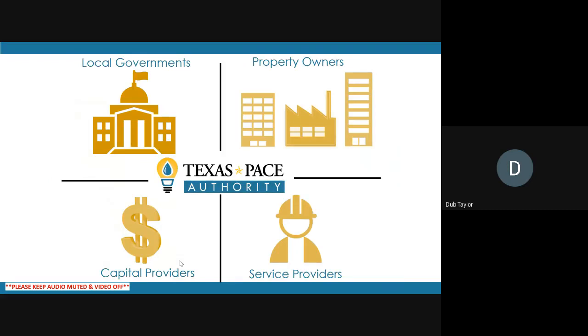Our group, the Texas PACE Authority, we sit in the middle. We serve all of these entities. We work on behalf of local governments, essentially as their agents to operate their PACE programs. We work with property owners to help them define and move PACE projects through the pipeline. Capital providers, ensuring that the projects that they're wanting to finance meet the criteria we have in state law and our guidelines. And then the service providers, we're a resource for them as well to help them make sure that the projects they're designing meet the criteria as well. So we sit in the middle and we help facilitate the projects. That's our role.